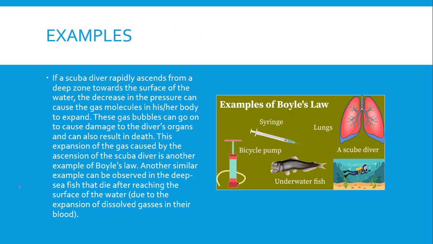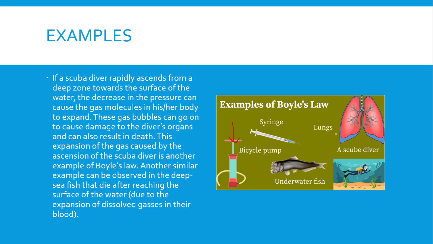These are some examples. Bicycle pump, when we pump it downwards, the volume decreases, which increases the pressure, and then the air moves outside. Syringes work this way. Fish breathe through their gills in a similar manner.